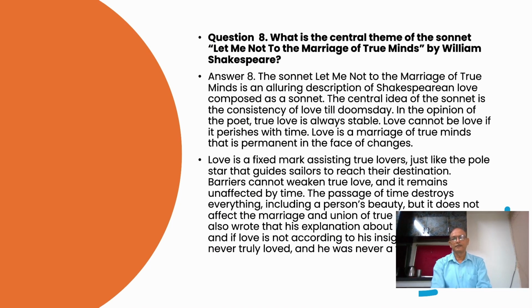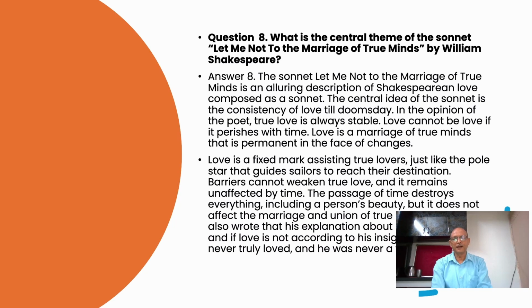What is the central theme of the sonnet? Let Me Not to the Marriage of True Minds by William Shakespeare is an alluring description of Shakespearean love, composed as a sonnet. The central idea of the sonnet is the consistency of love till doomsday. In the opinion of the poet, true love is always stable. Love cannot be love if it perishes with time. Love is the marriage of true minds that is permanent in the face of changes.